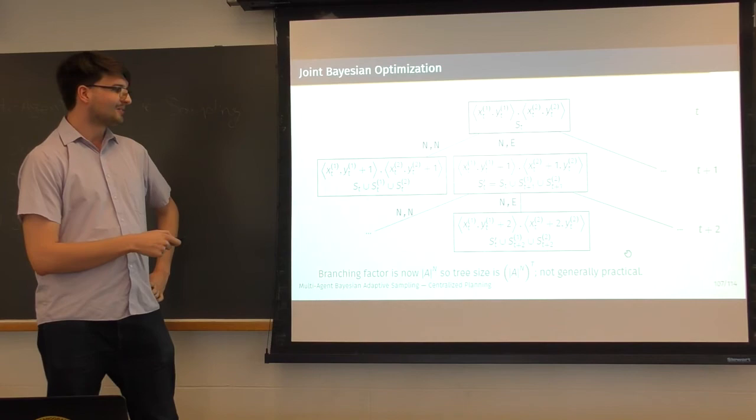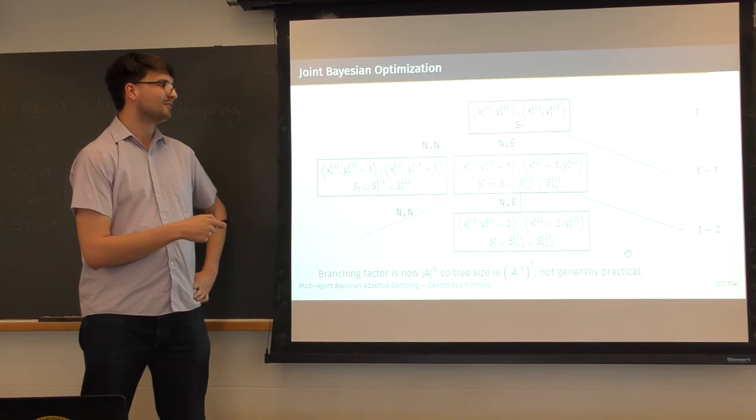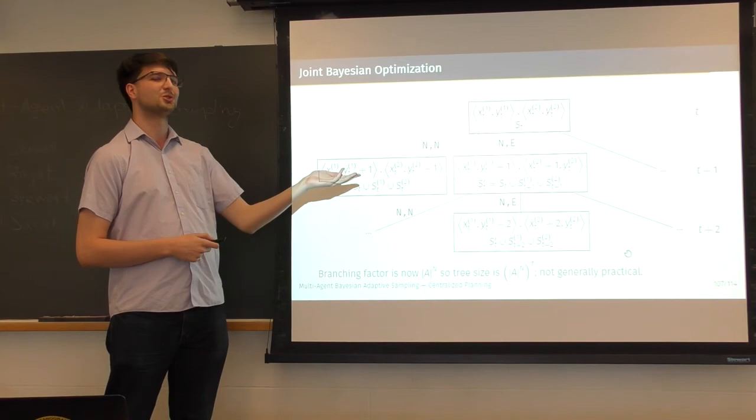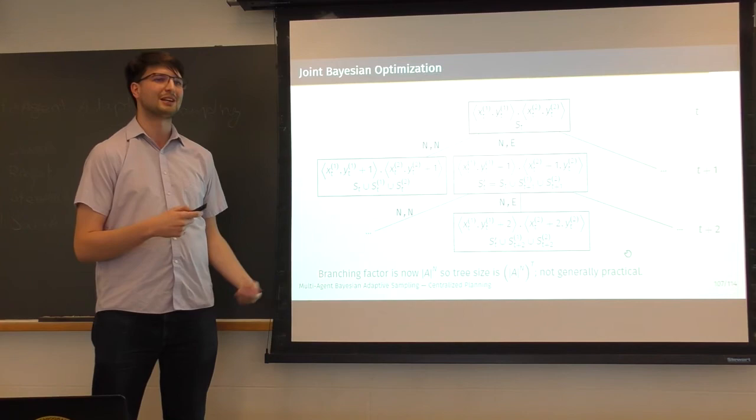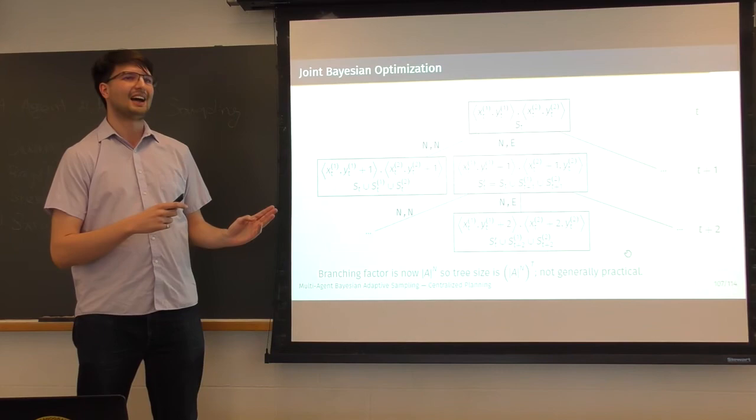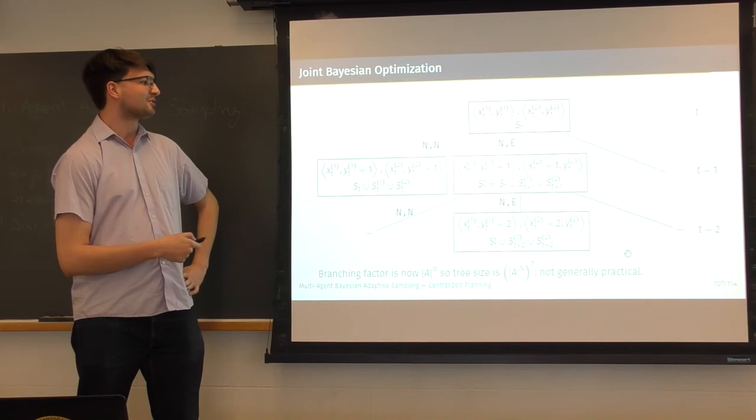The obvious problem with this is that now your branching factor is exponential in the number of robots that you have. So if you had four possible actions, then with two robots, there's now 16 possible pairs of actions you could choose to take. Your total tree size is now number of actions to the N, so exponential in both of those. Doesn't seem practical if you want to use a lot of agents.